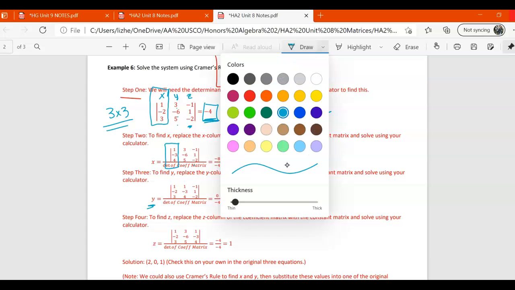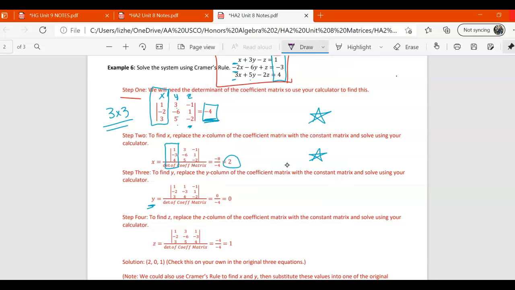So now when we do y, you can see right here, this was my y values, but those change here because I'm finding y. If I'm finding y, I take out these y values and I put in the constant matrix numbers right there. So the x values and the z values don't change, only the y values, because that's what I'm solving for. And I put the constants in, and I find the determinant of that, which is 0, divided by the coefficient determinant, and I'll get 0 for y.